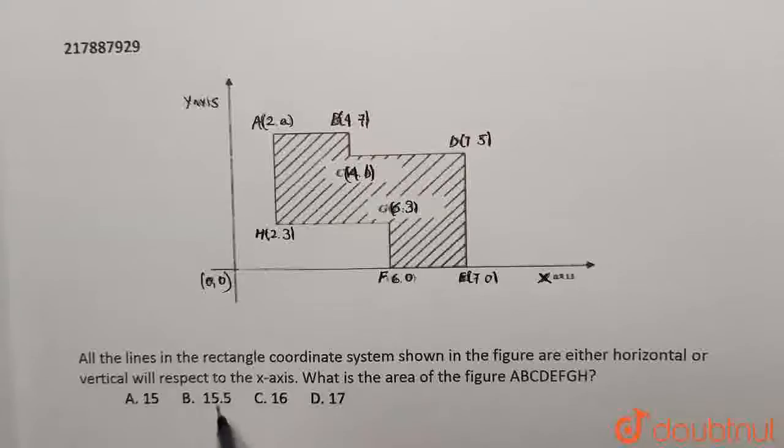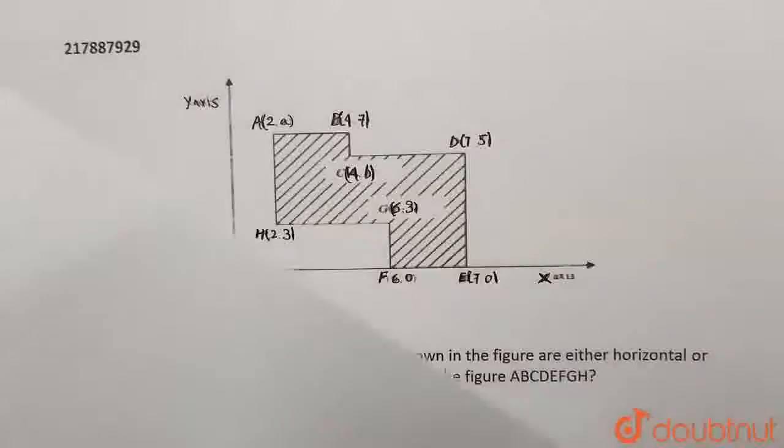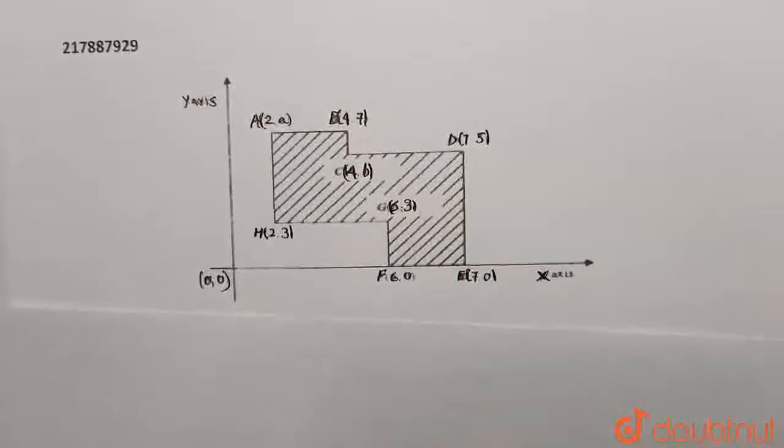Hello everyone. So the question is, all the lines in the triangle in the rectangle coordinate system shown in the figure are either horizontal or vertical with respect to the x-axis. Okay. So then we need to find what is the area of the figure, this A, B, C, D, E, F, G, H. So basically we need to find the area of this figure. Okay. So see guys, how we'll proceed over here.